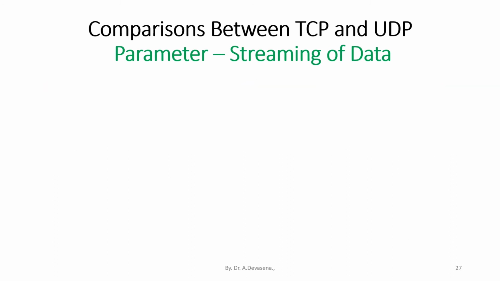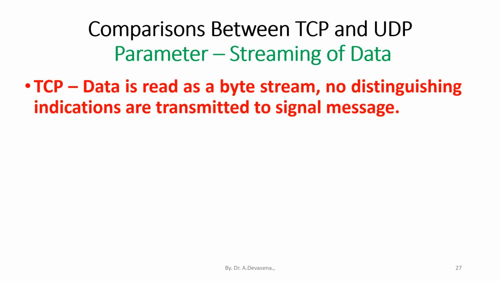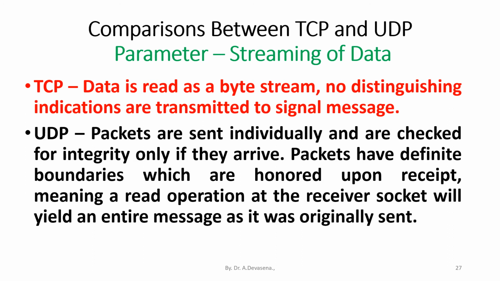Now the parameter we are considering is streaming of data. In TCP, data is read as a byte stream. No distinguishing indications are transmitted to signal message boundaries. In UDP, packets are sent individually and are checked for integrity only if they arrive. Packets have definite boundaries which are honored upon receipt, meaning a read operation at the receiver socket will yield an entire message as it was originally sent.